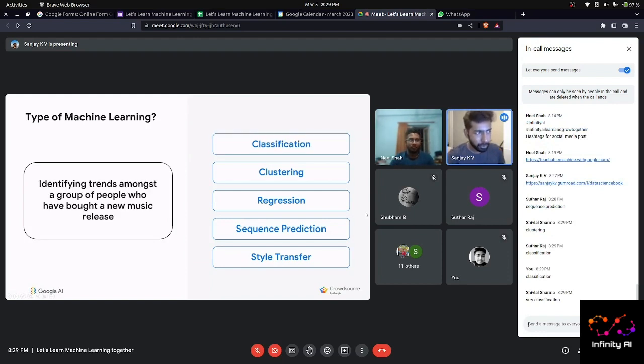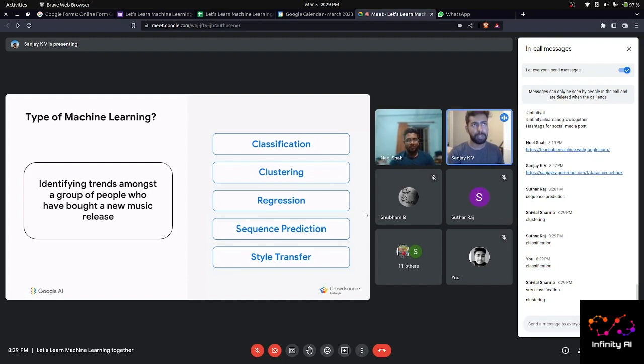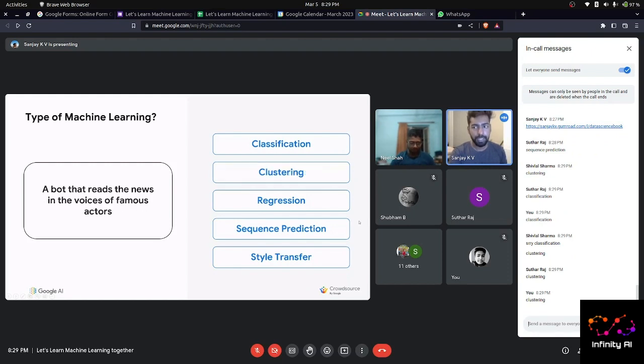Now, identifying trends among a group of people who have bought a new music release. This is pretty tricky, but if you remember the clustering method, in this particular case we have to make a specific prediction, which is basically looking for similarities, finding the clusters and grouping them, whether they have bought a similar taste of music. So definitely that comes under clustering. I'm not making it typed because we are running out of time.